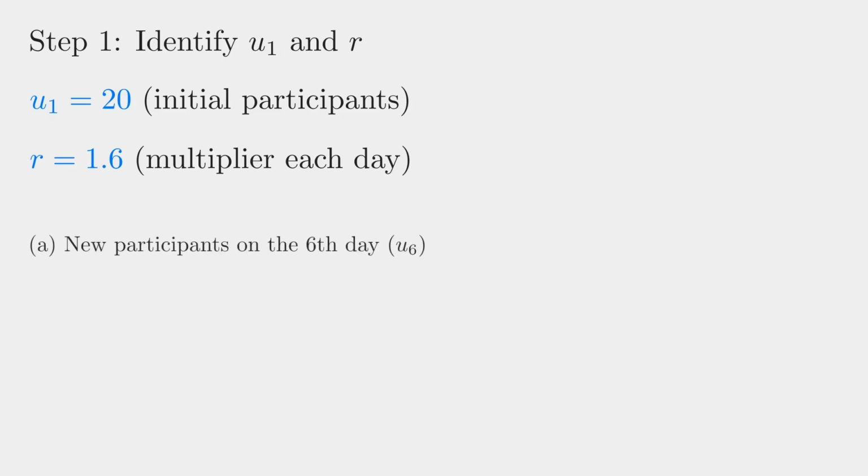Now, for part A, how many new participants join on the 6th day? This asks for a specific term, so we'll use the general formula u_n = u_1 × r^(n−1).